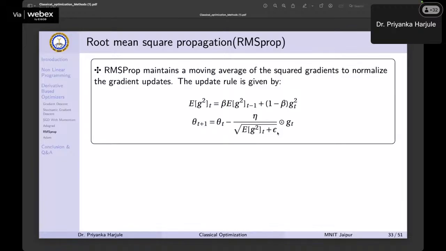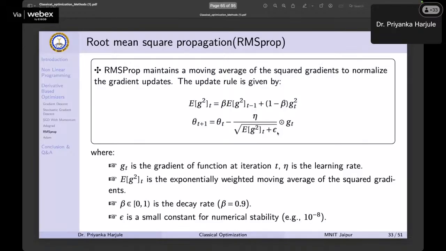So this is especially helpful when one of the directions is steeper and another is not. RMS prop avoids this vanishing learning rate, which was happening in AdaGrad, and it keeps the optimization going. Again, now you have two parameters here. One is the learning rate and another one is this beta, that is the decay rate. Usually it is taken to be 0.9, or again this is a hyperparameter which needs to be tuned as per your neural network.